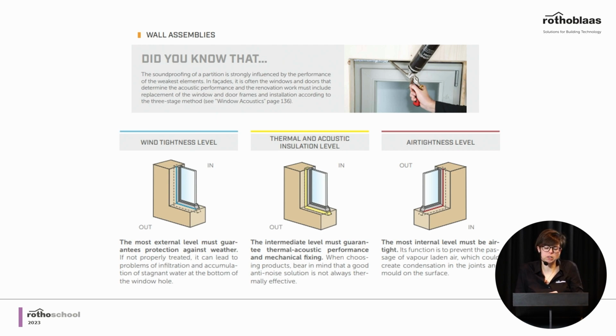We will discuss that better later, but you need to have wind tightness, so an external layer of wind tightness made with tapes, and an intermediate layer for the acoustic insulation. It can be done with foams or cell-expanding tapes, and you need to seal the window from the inside for the air-tightness layer using tapes or silicones or other kinds of sealants.